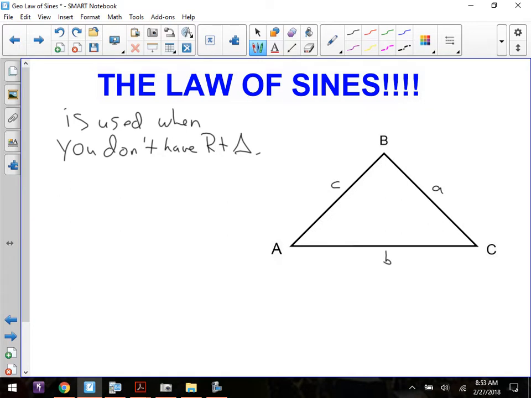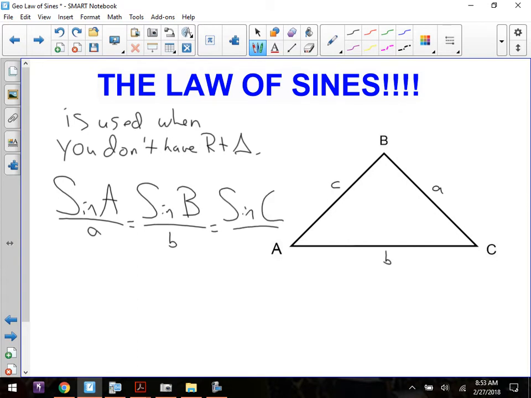This whole idea of law of sines is just going to be ratios. And remember, ratios are just fractions that are set equal to each other. We talk about it in terms of the sine of an angle to its side opposite. It looks like this. The sine of angle A is to the side opposite, as the sine of angle B is to its side opposite, or the sine of angle C is to its side opposite.